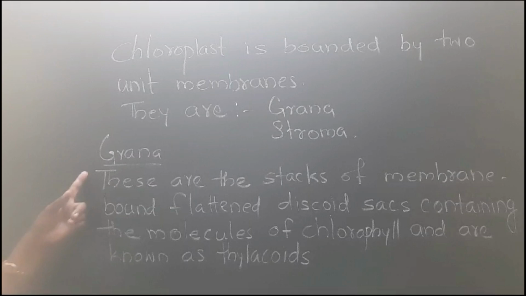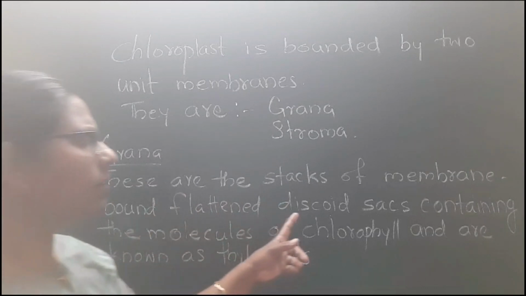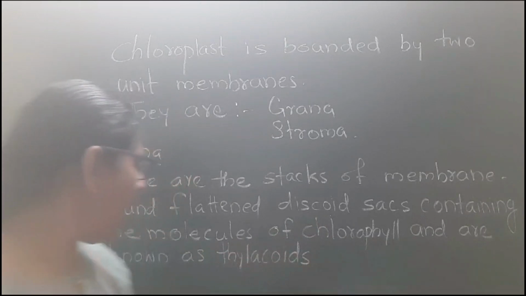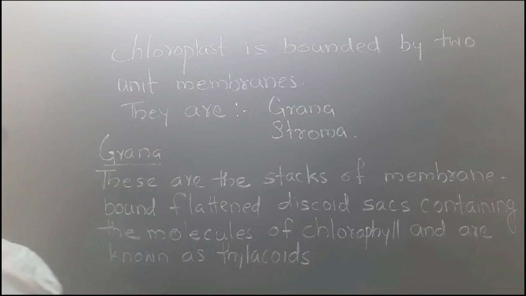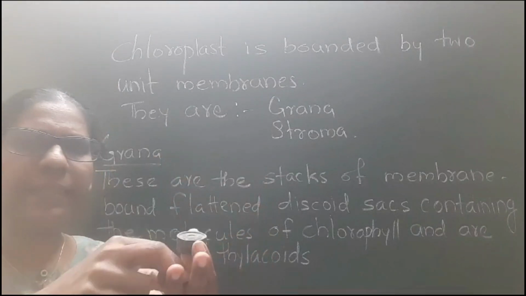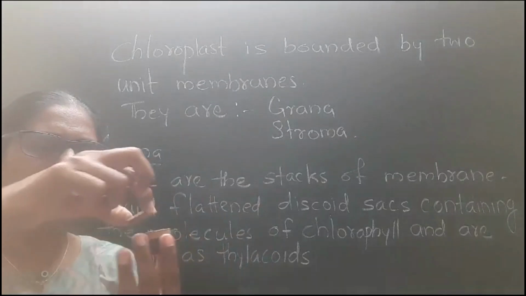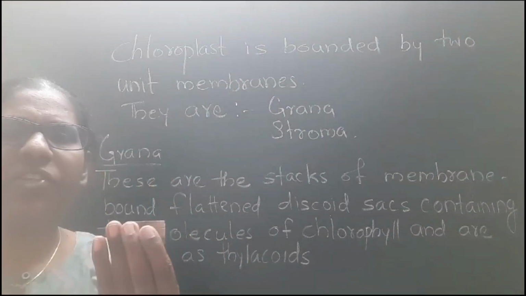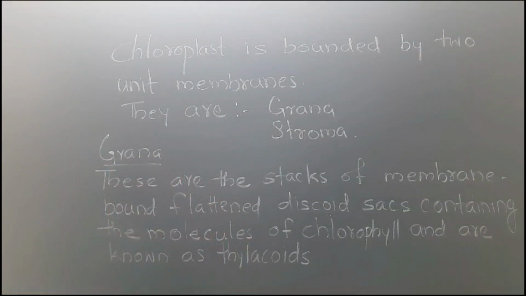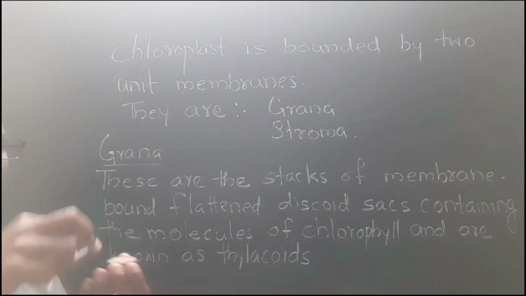Let's see what is grana. Granas are the stacks of membrane bounded, flattened discoid sacs containing the molecules of chlorophyll and are known as thylakoids. This granas looks like these coins here, one on top of the other. It's round in shape, but top is flat. This is how the granas looks.